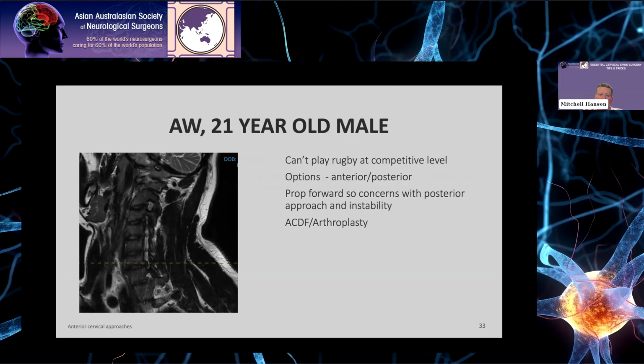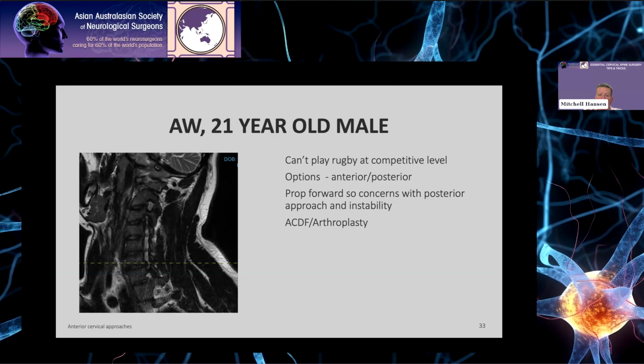He had this MRI, which at the C6-7 level demonstrated a reasonable foraminal disc. So to him, he couldn't play rugby at a competitive level. I could look at options for him from an anterior or a posterior approach. The position he plays in rugby is as a prop forward, so I had concerns with a posterior approach, possible instability if we looked at a foraminotomy. So this then pushed me to look at an anterior approach.